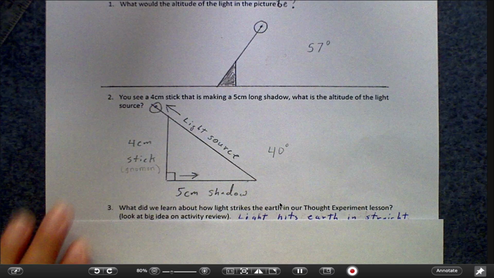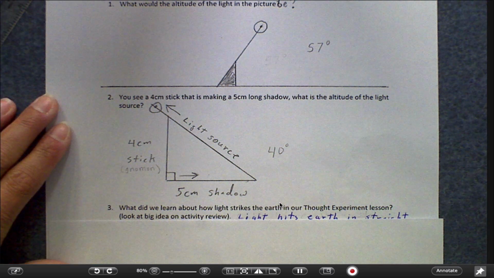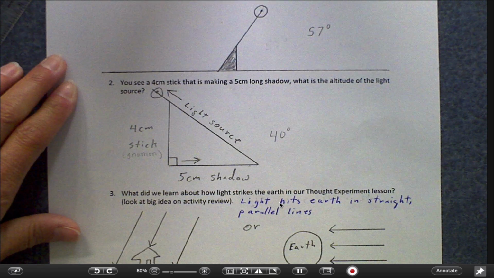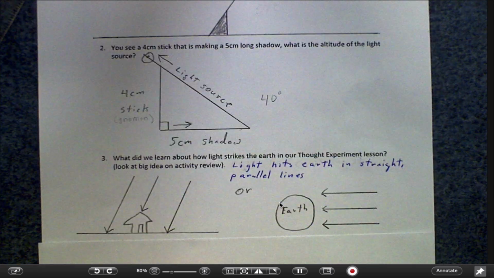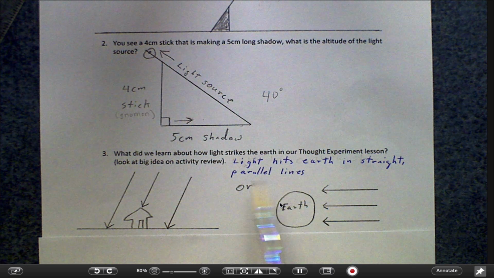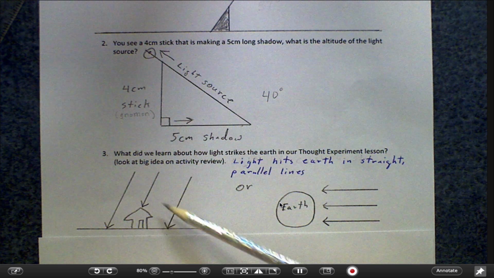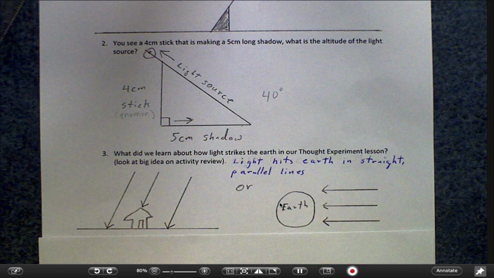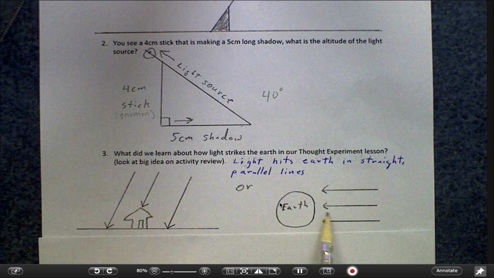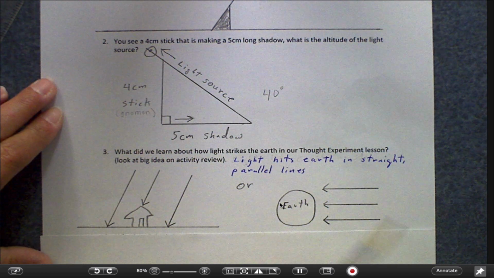Question number three, what did we learn about how light strikes the earth in our thought experiment lesson? This is on our activity review. We have three different ways that you could answer this question. You could answer it verbally, that we know that light hits the earth in straight parallel lines, or you could have taken from our thought experiment and drawn how those straight parallel lines hit the house, or you could take it from our other worksheet where we can see our straight parallel lines that are hitting the earth.